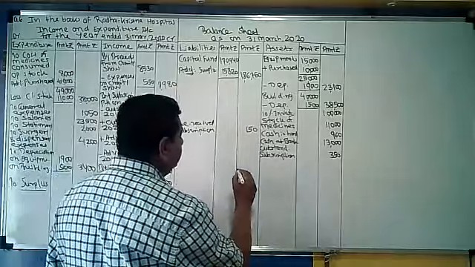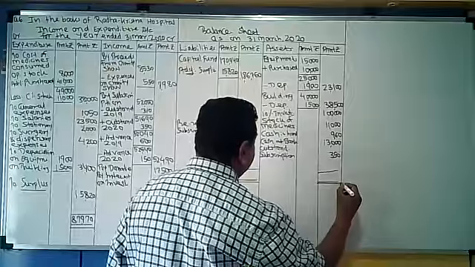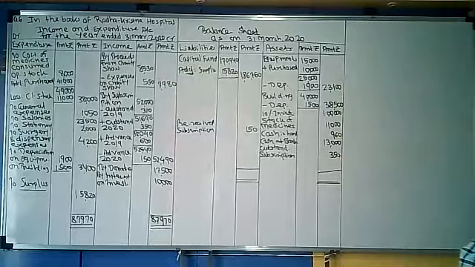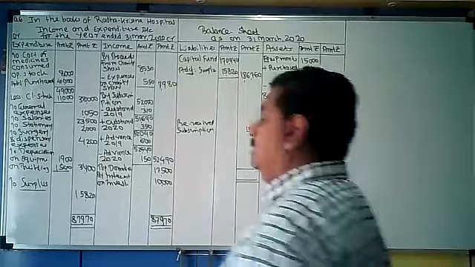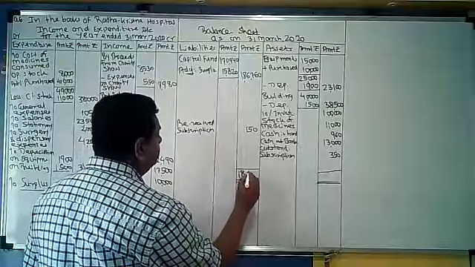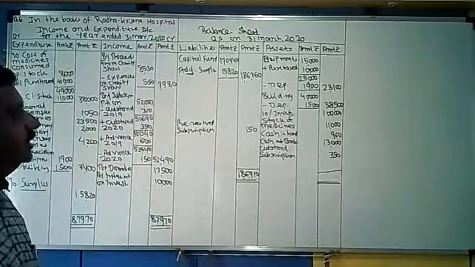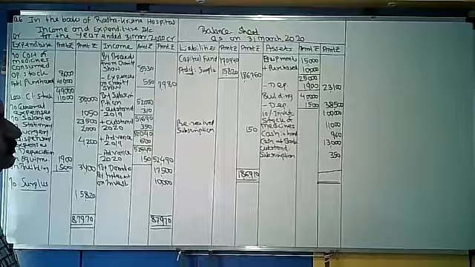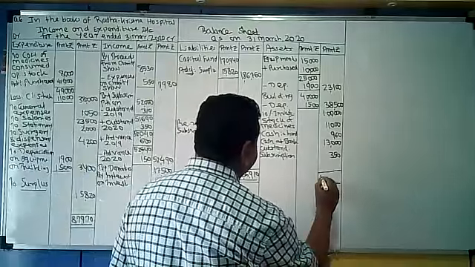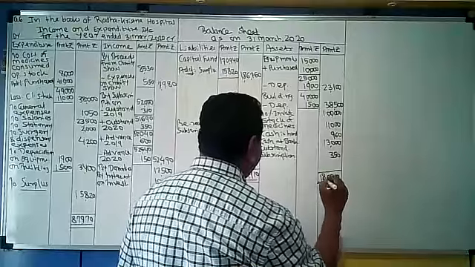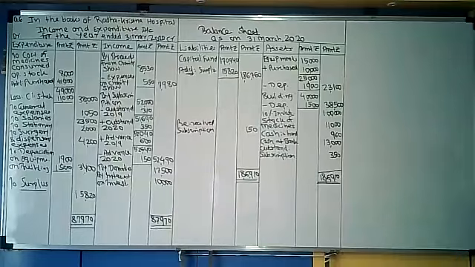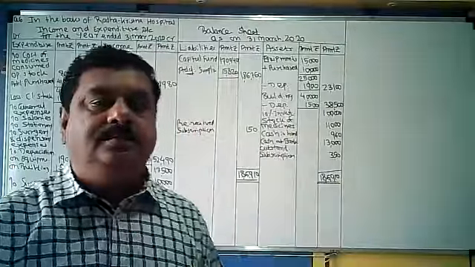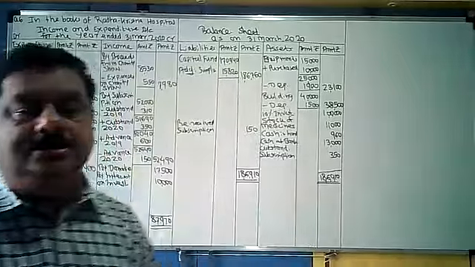And now take the total to make it tally. One lakh 86,910 rupees. The liabilities total has come. The asset total is also the same. So the problem is getting tallied. So that is the explanation of question number 6. I guess all of you have understood.